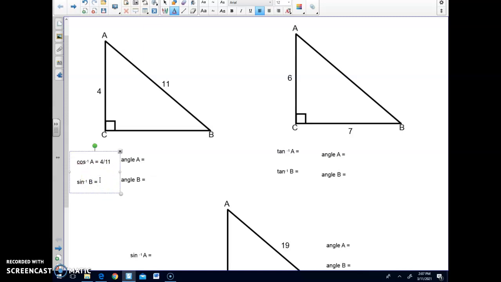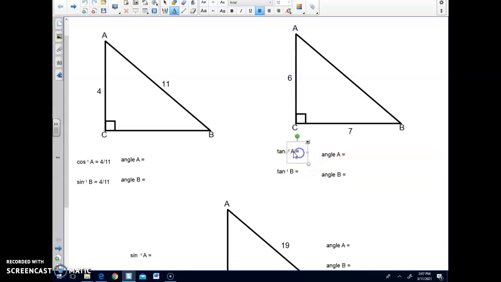For sine, for angle B, it's going to be opposite over hypotenuse, 4 over 11. And pretty much the fractions are going to be the same for cosine and sine. If the cosine of A is 4 over 11, the sine of B is going to be 4 over 11. That's going to happen every single time.